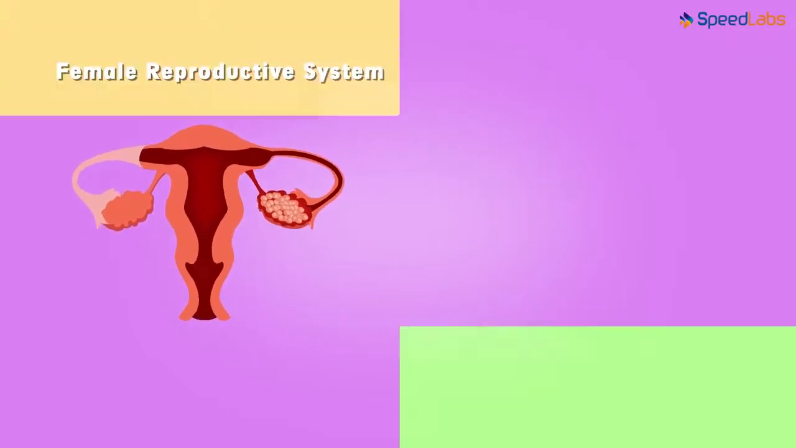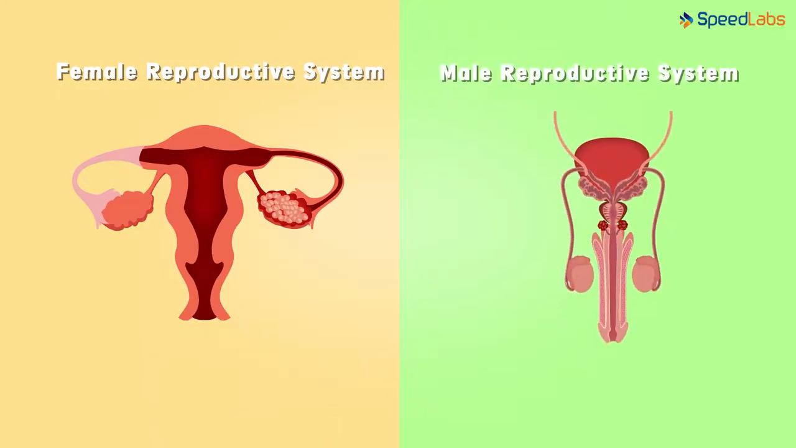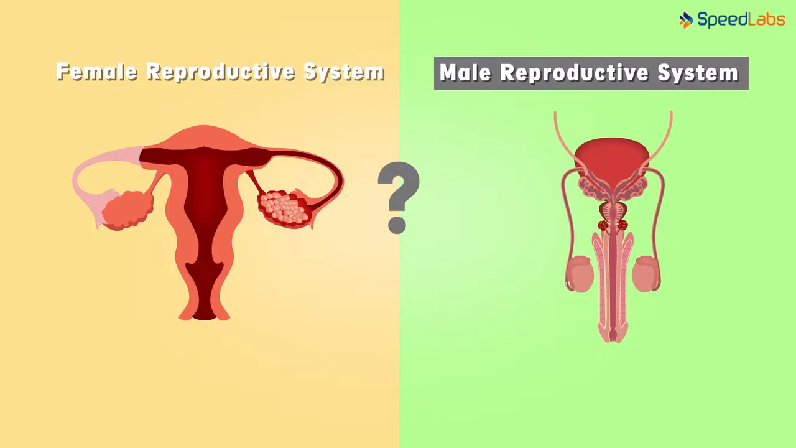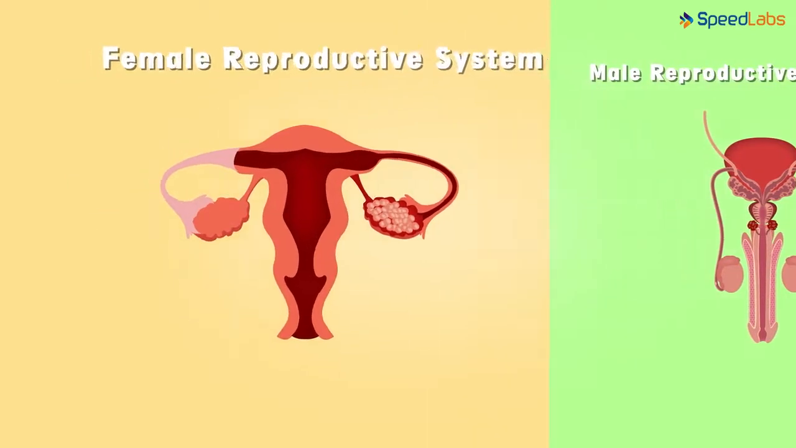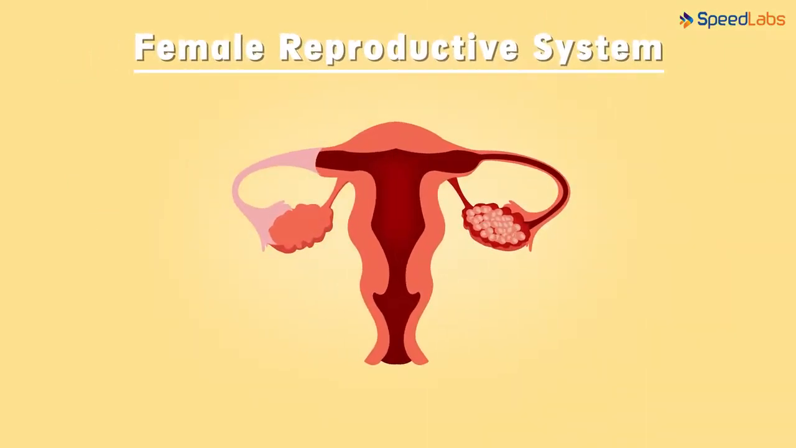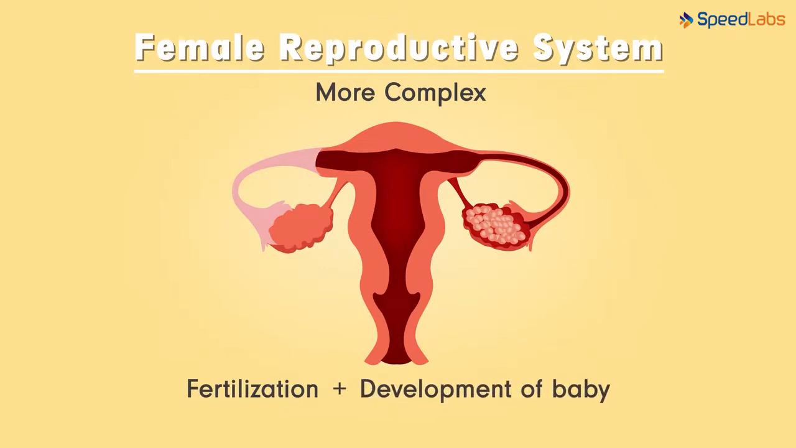Now that you've learned both the reproductive systems, can you tell me which one is more complex than the other one? Just think for a moment. If you think it is the male reproductive system, then you may be wrong. Yes, the female reproductive system is more complex. The system is designed for the complete process of fertilization as well as the growth and the development of the baby. That is the reason why it is slightly more complicated compared to the male reproductive system.